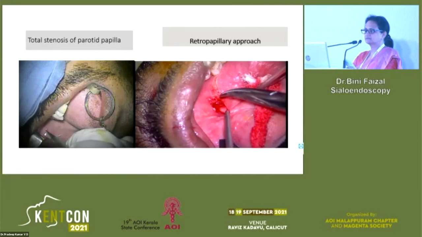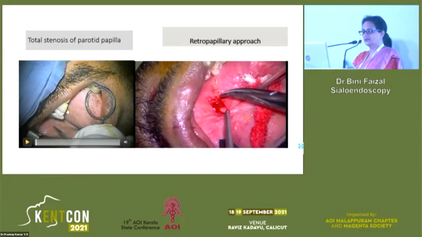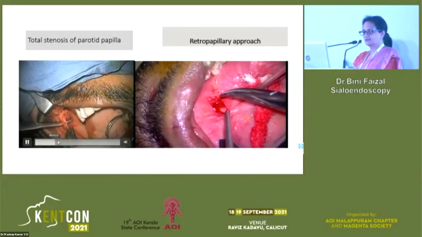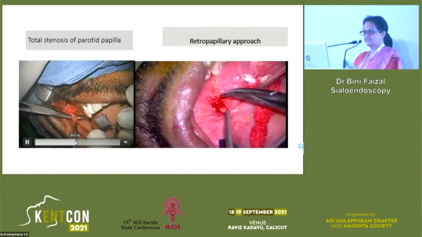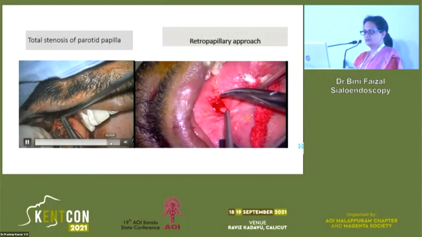Now this was a case where there was total stenosis, where we were not able to see the opening at all. And the patient had the entire duct system dilated, which you call a mega duct. So it was opened. See, that is the duct opened, and then the endoscope is passed. After dilatation, you will pass the endoscope, and this will be the view through the endoscope. Sorry, that's a stent being placed. That is a picture of chronic parotitis.